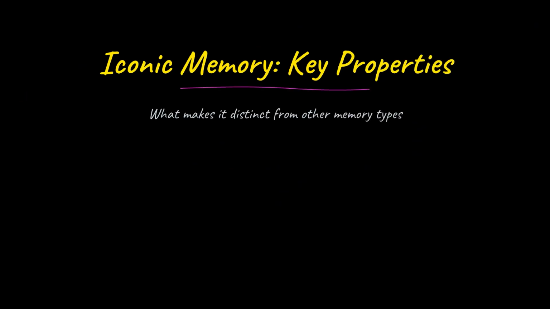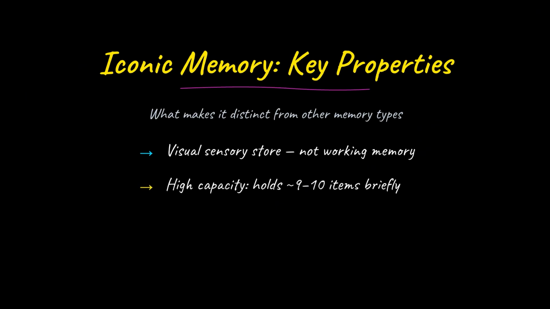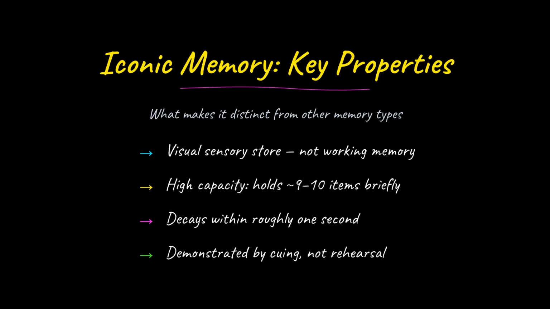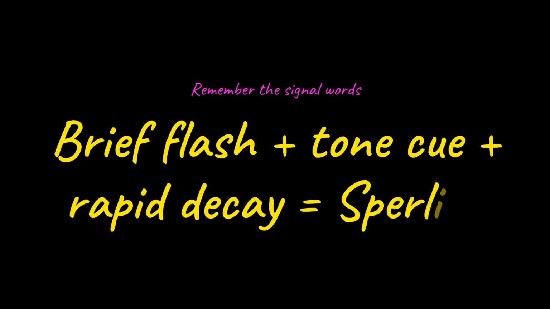Iconic memory is specifically visual and sensory. It is not the same as working memory, which is capacity limited and rehearsal based. Its defining features are high initial capacity and extremely rapid decay, with no role for verbal rehearsal. On an exam, if you see partial report, brief visual flash, or decay across milliseconds, that is iconic memory and Sperling. Don't confuse it with the serial position curve, articulatory suppression, or the word length effect. Those belong to different memory systems entirely.